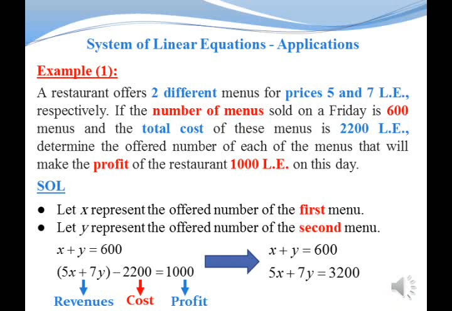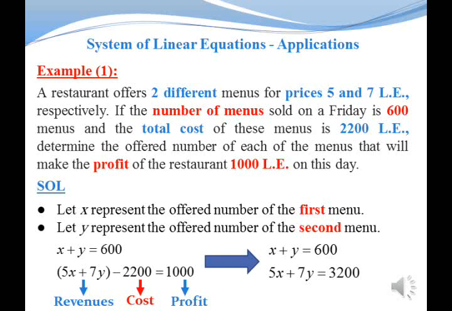Our first example says a restaurant offers two different menus for prices 5 and 7 LE respectively. If the number of menus sold on a Friday is 600 menus and the total cost of these menus is 2,200 LE, determine the offered number of each of the menus that will make the profit of the restaurant equal to 1,000 LE on a given day.